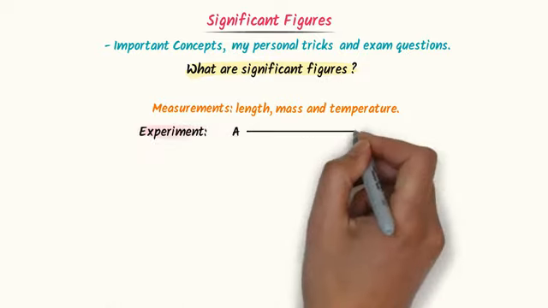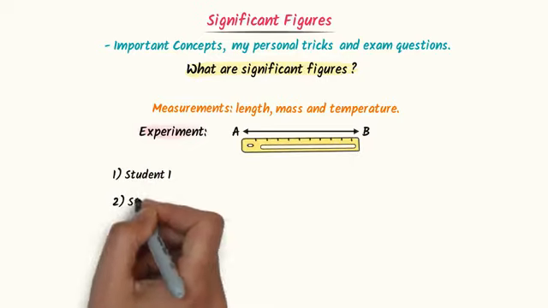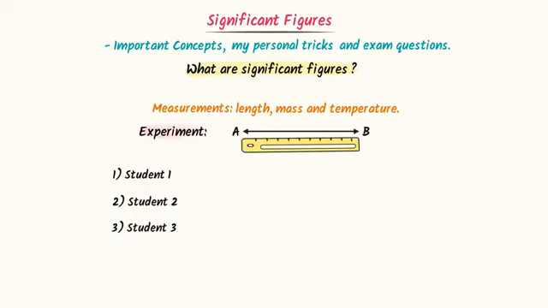Suppose we draw a line AB on the board. Now I ask 3 students to measure the length of this line. The first student measured it 9.5 centimeter. The second student measured it as 9.6 centimeter, while the third student measured it as 9.7 centimeter.